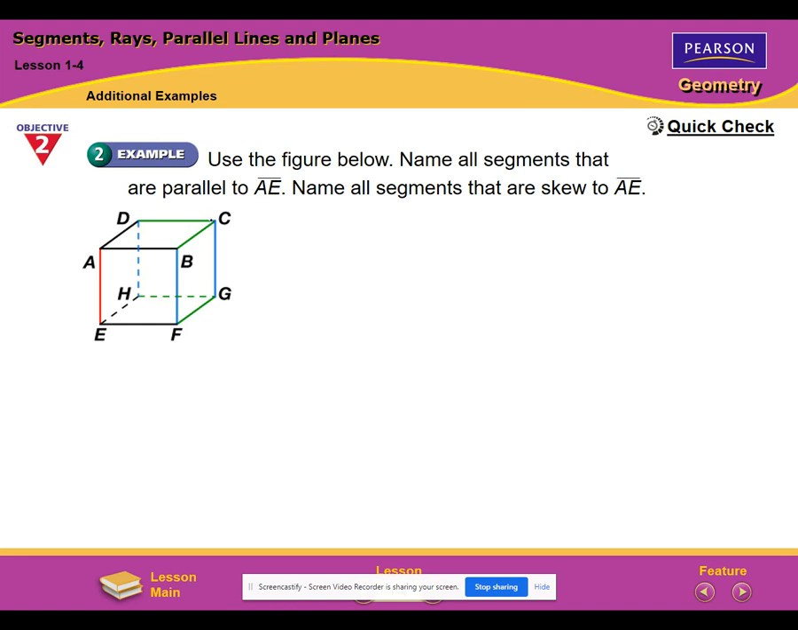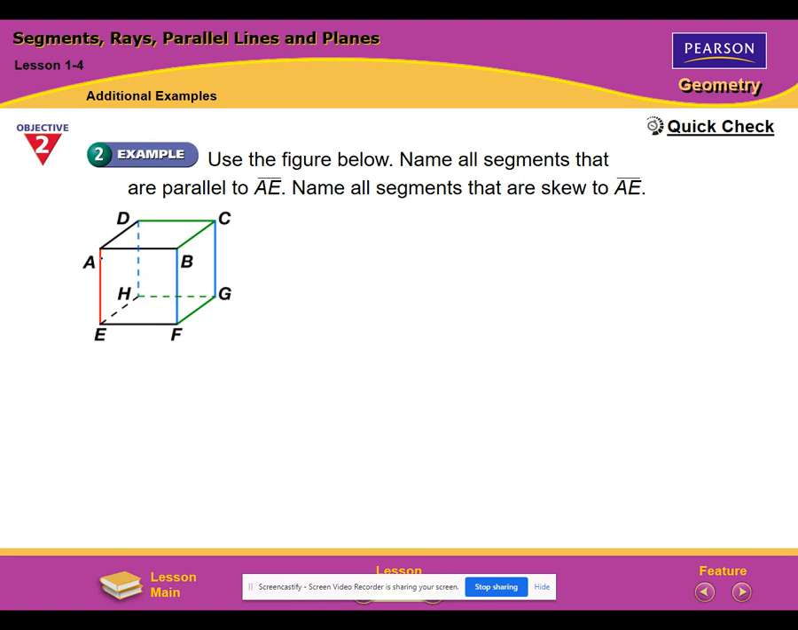Now, all the ones that are skew are in green. Notice that the green line segment DC doesn't intersect AE, and it also is not parallel to it. So that's a new word. We need a third word. You got intersecting, you got parallel, and these are skew. Segment CB, same thing. Segment FG and segment HG, these are all skew.